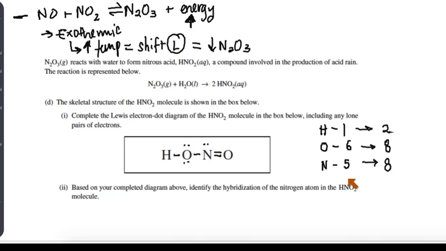Next, we move on to the final oxygen. So we have to make sure that he has 6 electrons of his own. So he has 1, 2 from those bonds, 3, 4, 5, 6, and he is happy. Okay, that's your complete Lewis electron diagram. So now the next question. This is based on your complete diagram above.